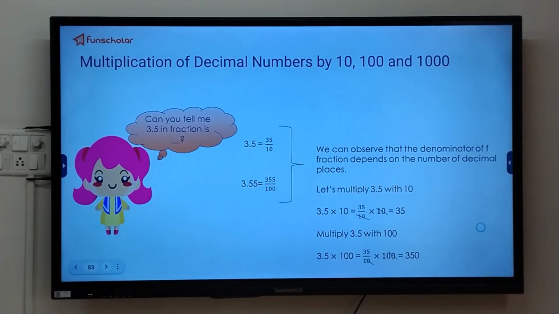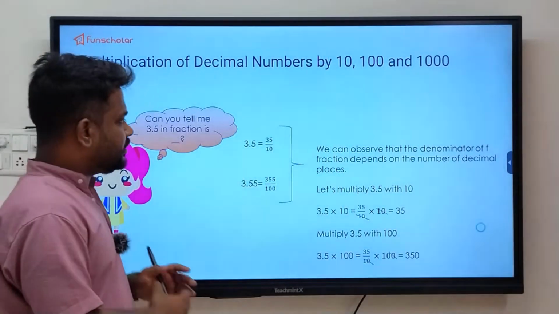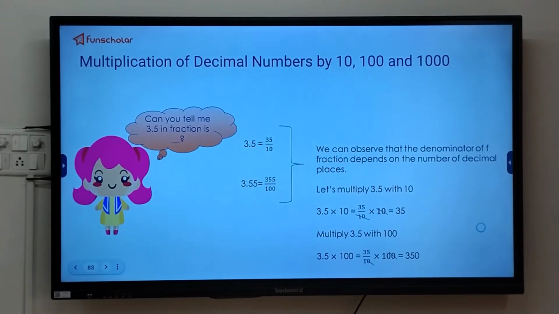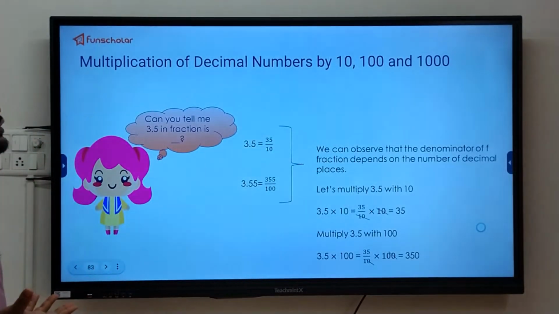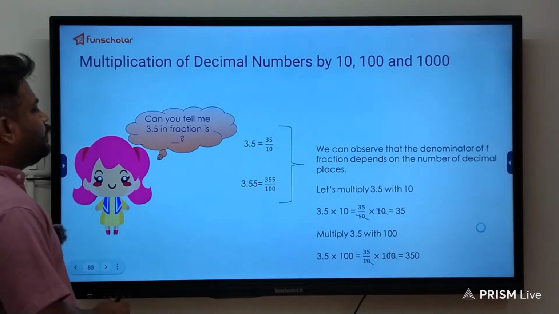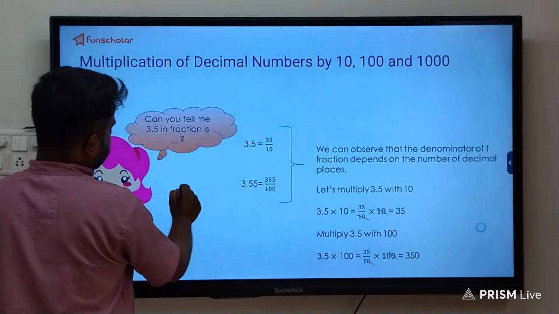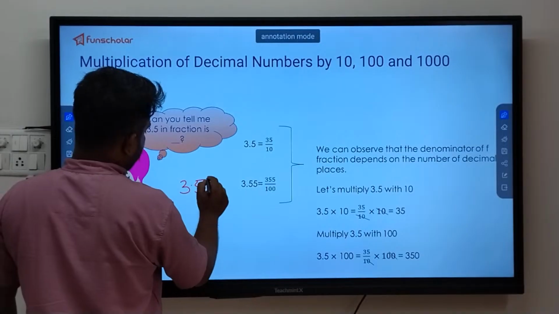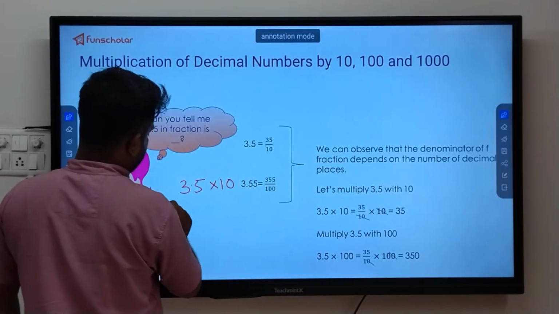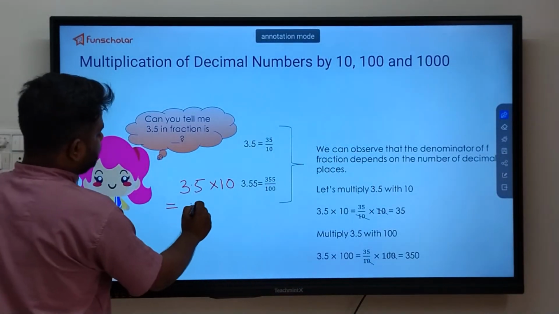The next topic is multiplication of decimal numbers by 10, 100 and 1000. We have discussed it in the previous slides. We can observe that the denominator of a fraction depends on the number of decimal places. We know that already. So let's multiply 3.5 by 10. In multiplication, we just multiply the numbers and then place the point.